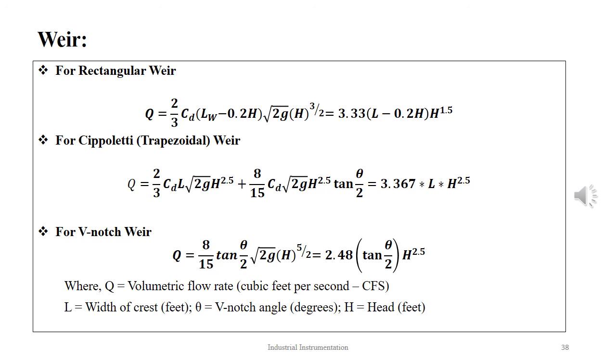For a V-notch weir, Q is given as 8/15 CD tan(θ/2) √(2g) h^(5/2), simplified to 2.48 tan(θ/2) h^2.5, where Q is the volumetric flow rate in cubic feet per second, L is the width of the crest, θ is the V-notch angle, and h is the head in feet.